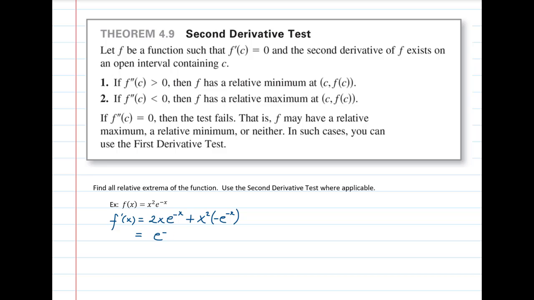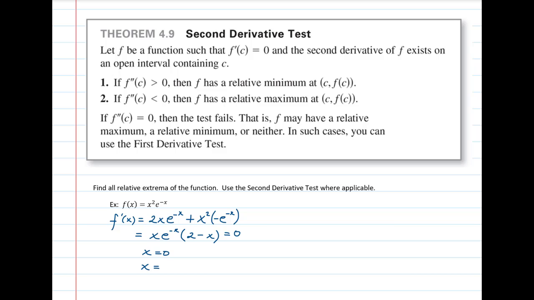We can go ahead and factor e to the negative x, since that's common in these two terms. And actually, we can also factor an x as well. x times e to the negative x factored out, and that gets multiplied by 2 minus x. We're factoring this because we want to find when this is equal to 0 first, to find those c points for the second derivative test. In other words, the critical numbers here.